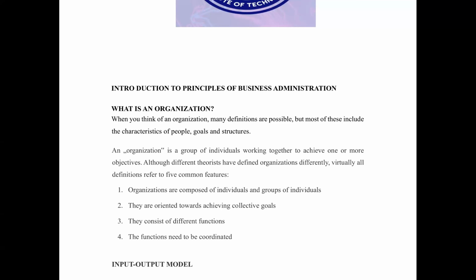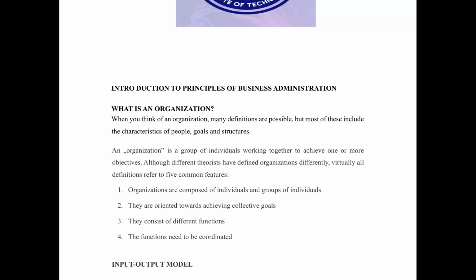So I am saying that you can define an organization using your own words, but there are some key things that you need to ensure are in your definitions. An organization can be defined as a group of individuals that are working together to achieve one or more objectives. Different theorists have defined organizations differently, but we can see that these definitions have some key features, some 5 common features in them.